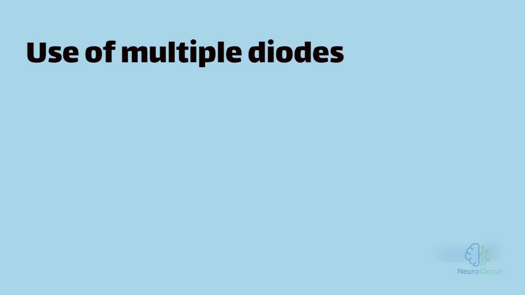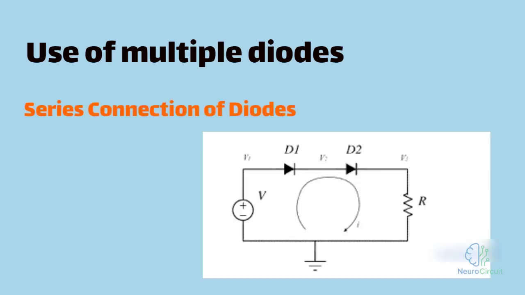Using multiple diodes in a circuit can have different effects depending on how they are connected and the intended application. Diodes can be combined in various ways, such as series connection, parallel connection, bridge rectifiers, and more. Each of these configurations has its specific uses and characteristics. Now, let me explain them more.